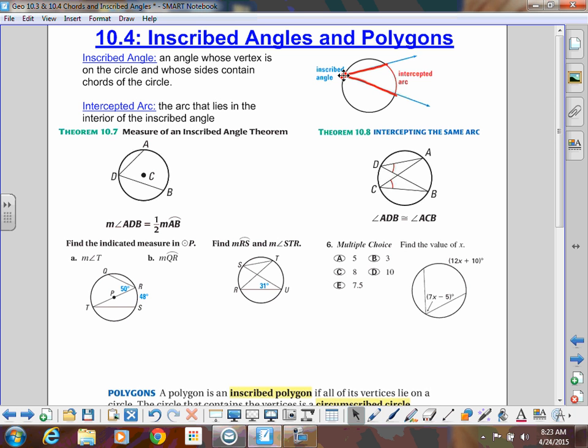And then the other word that we need to know is intercepted arc. So the arc that the inscribed angle touches is what we call an intercepted arc. So think of it, if I made this really weird pie piece, that intercepted arc is like the crust of the pie. Okay, so let's do some examples.